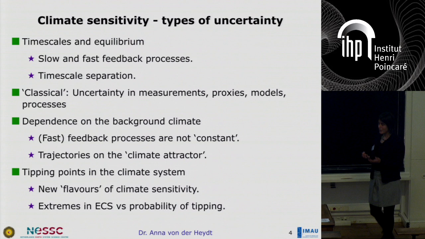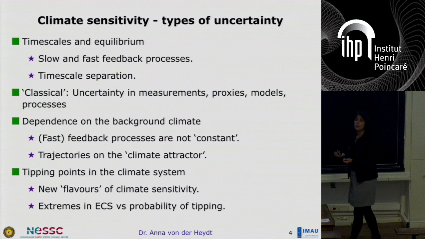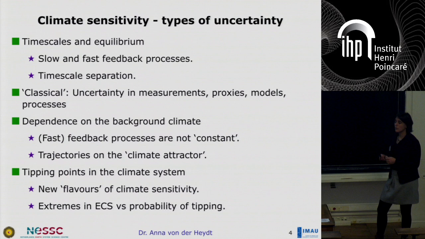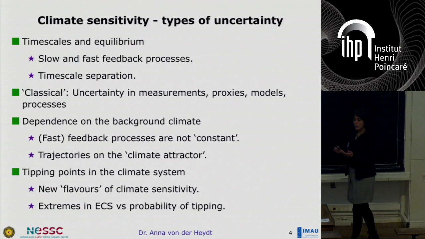And then, of course, there will be a classical uncertainty. Whatever we do, whether we use observations, models, or geological data, any measurements or models will have uncertainty in themselves. That will translate into what I call a classical uncertainty in the climate sensitivity. But obviously, there is more than that. It turns out that the feedback processes very likely depend on where you start from, so they will not be constant over time.